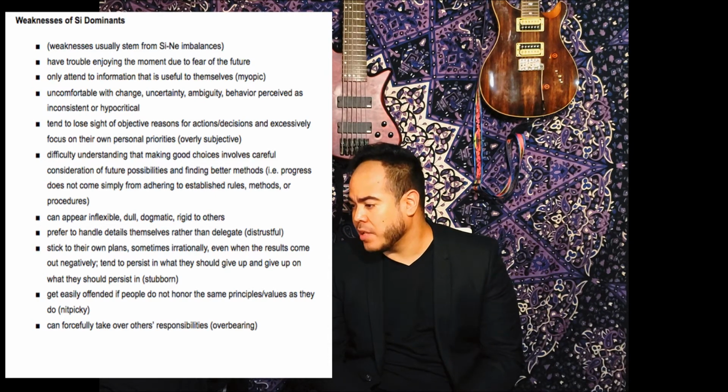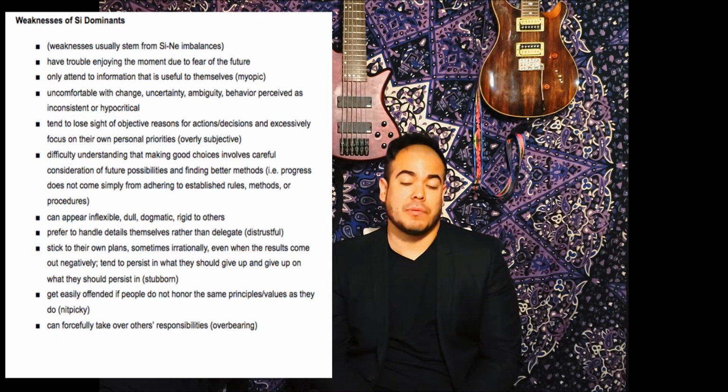Next point, prefer to handle details themselves rather than delegate. Distrustful. I have worked with quite a bit of ISTJs and ISFJs that, due to one reason or another, have difficulty trusting other people. And they pile on so much work upon themselves that stresses them out, and then they can become even more moody or angry, and sometimes even passive aggressive against other people. Don't take on more work than you're capable of. With ADHD, a lot of the time we have issues with trust because a lot of people have not understood our condition. A lot of us have gotten diagnosed later on in life with ADHD, so this is something we need to take consideration to.